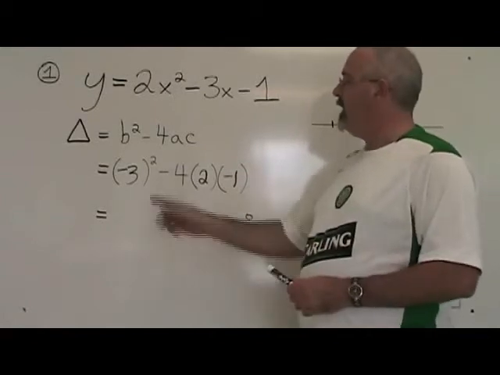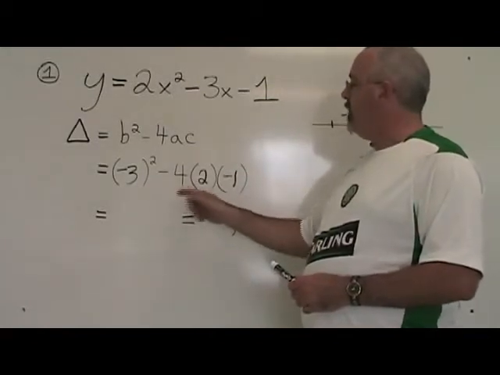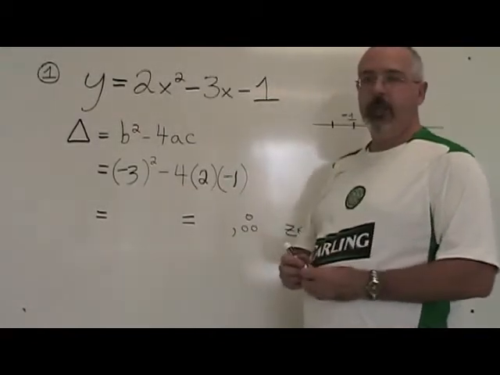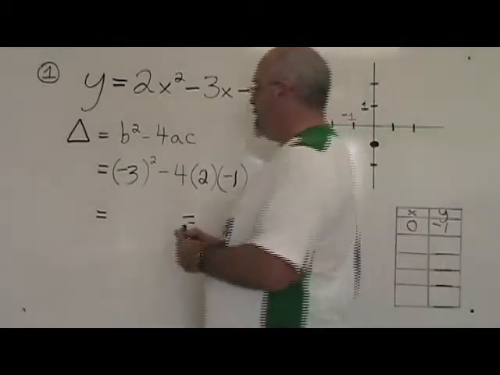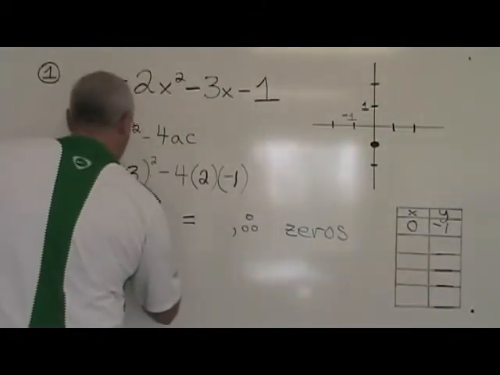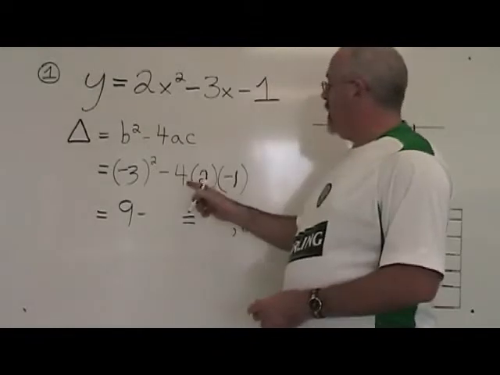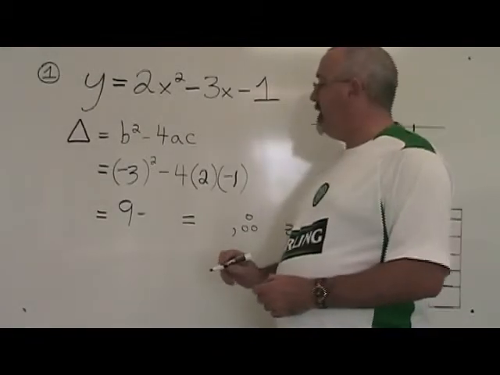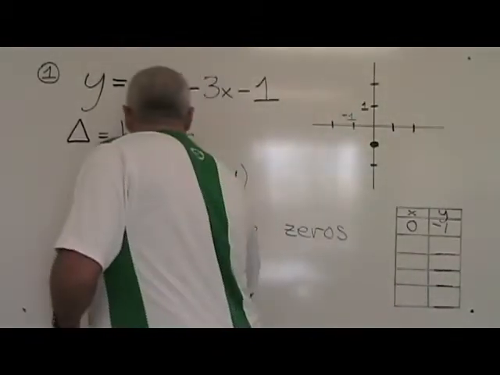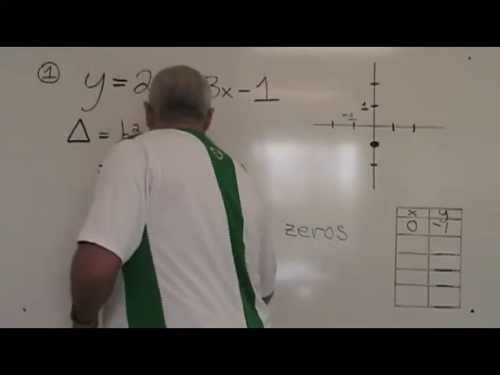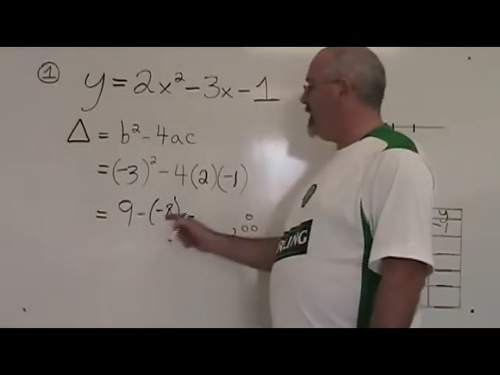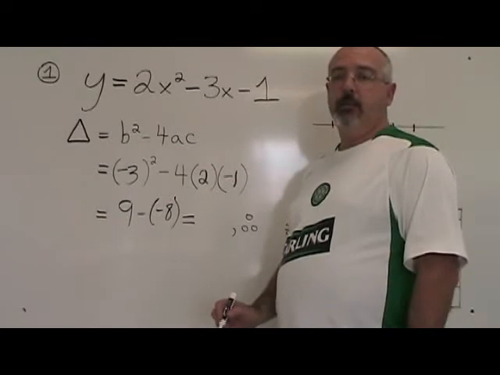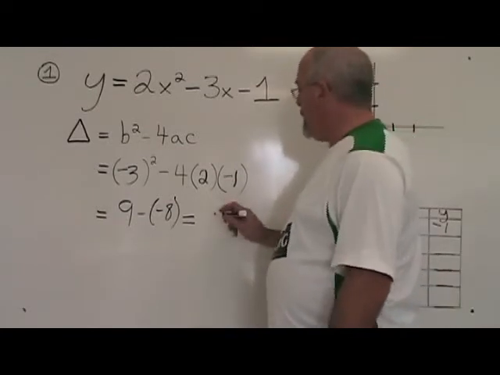So we end up with negative 3 squared minus 4 times 2 times negative 1. Negative 3 squared is positive 9. 4 times 2 times negative 1 is negative 8. So our formula gives us 9 minus negative 8, which is the same as 9 plus 8. It's 17.